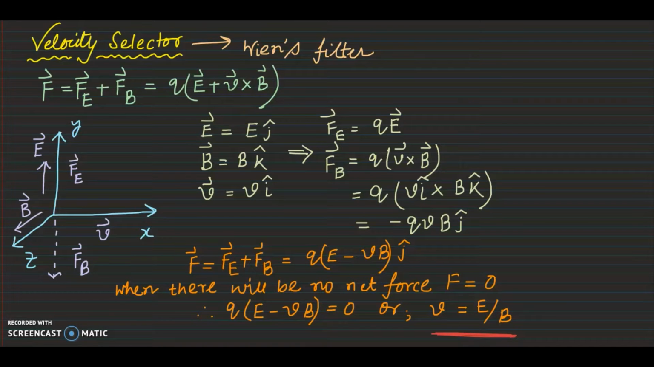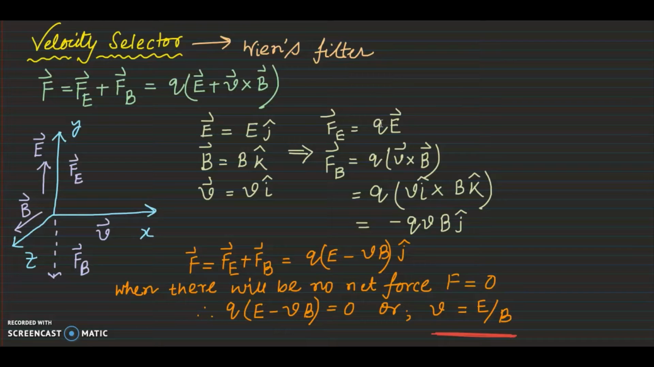So today in this video I will start by describing when both the electric and the magnetic field are acting on the charged particle. So we will start with the concept of the velocity selector and we will try to understand the concept hidden behind it. So our first topic for today is the velocity selector. It is also known as Wien's filter.